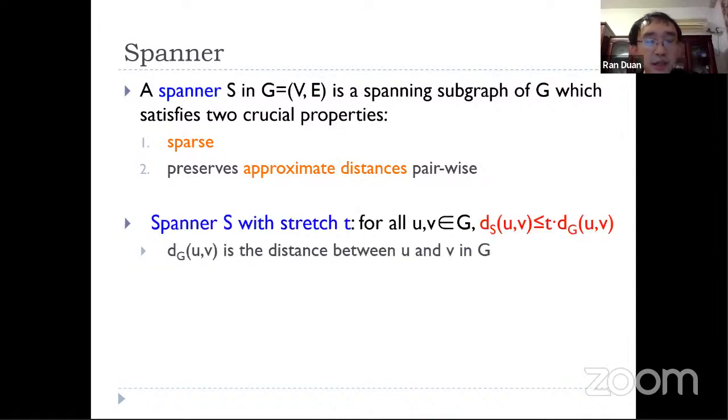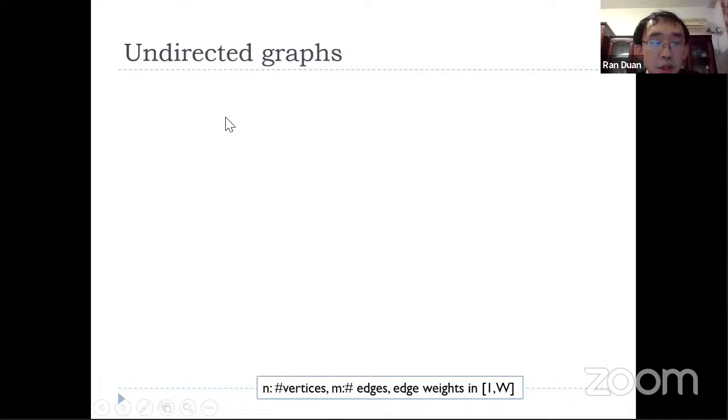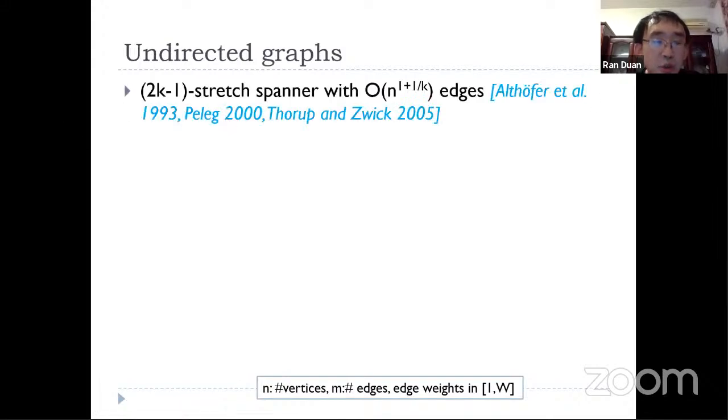So we call a spanner S a spanner with stretch T if for every pair of u and v in the graph G, the distance in the spanner is at most T times the original distance in the graph G. In undirected graphs, we have a 2k-1 stretch spanner with O(n^(1+1/k)) edges. This is a classic result.